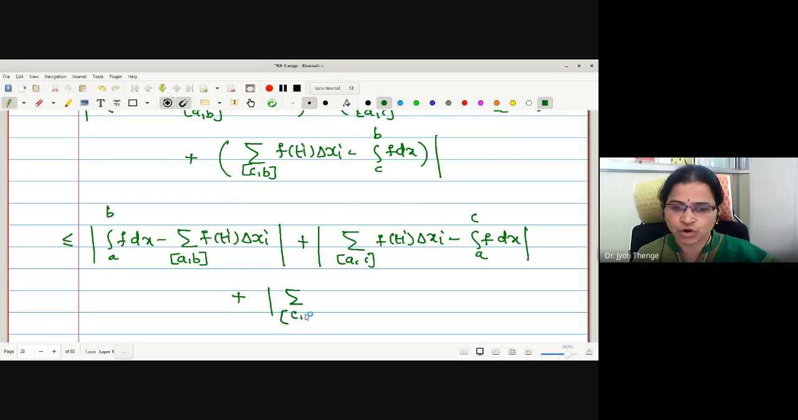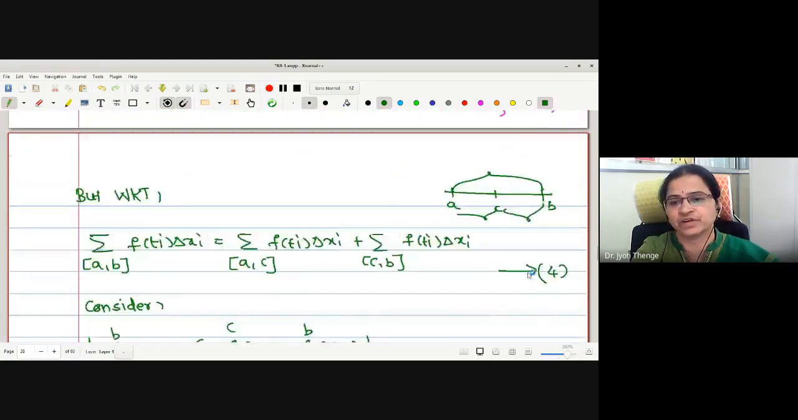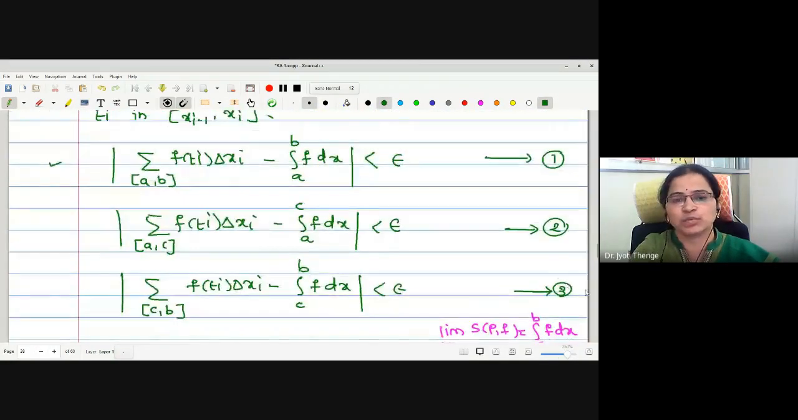So summation on CB f of ti delta xi minus integration c to b f dx. Now it's the stage to use all the three definitions we have written initially as statements number 1, 2 and 3. What statements 1, 2 and 3 tell us is, as f is integrable on AB, summation on AB minus integration on AB is less than epsilon.